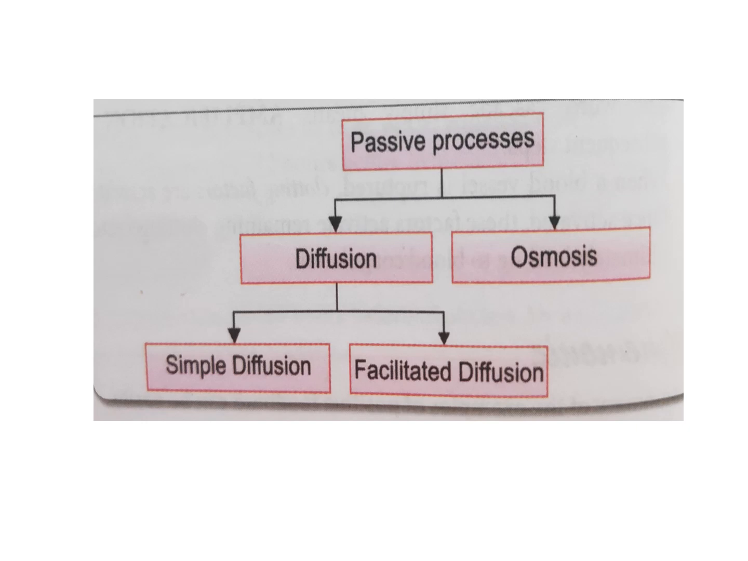Passive transport means that in this transport process, no energy is required and no ATP is hydrolyzed. There are two types of passive transport. One is diffusion, another is osmosis. Diffusion is further subdivided into two types: one is simple diffusion, another is facilitated diffusion.